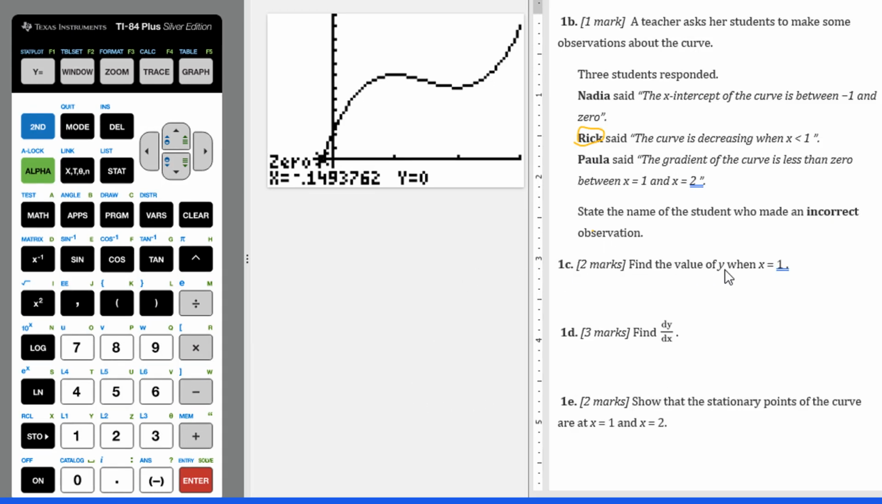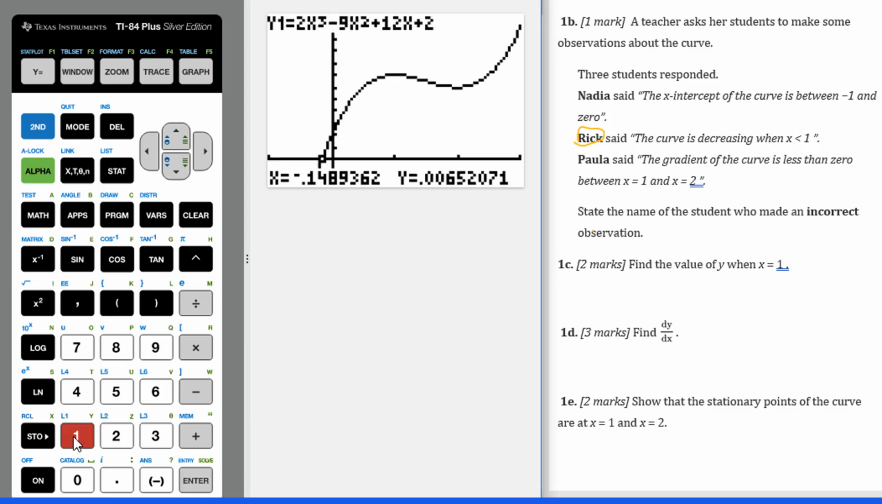Let's go to 1c. Find the value of y when x equals 1. We can do the trace, then put in the 1. We already got it, it is 7.